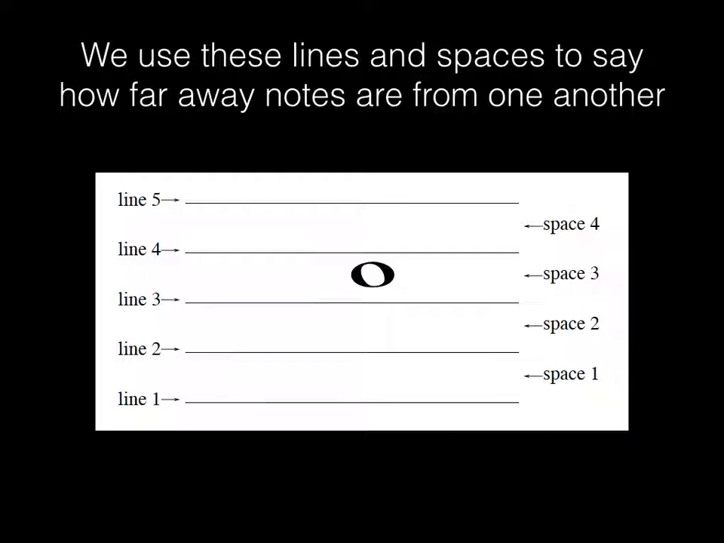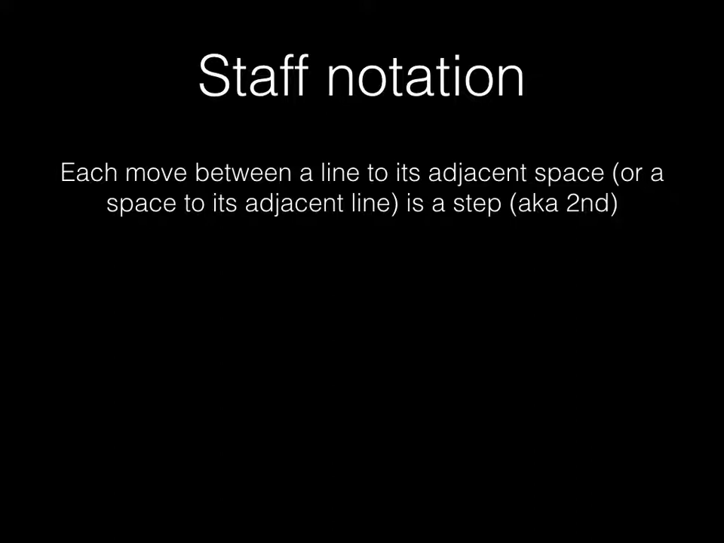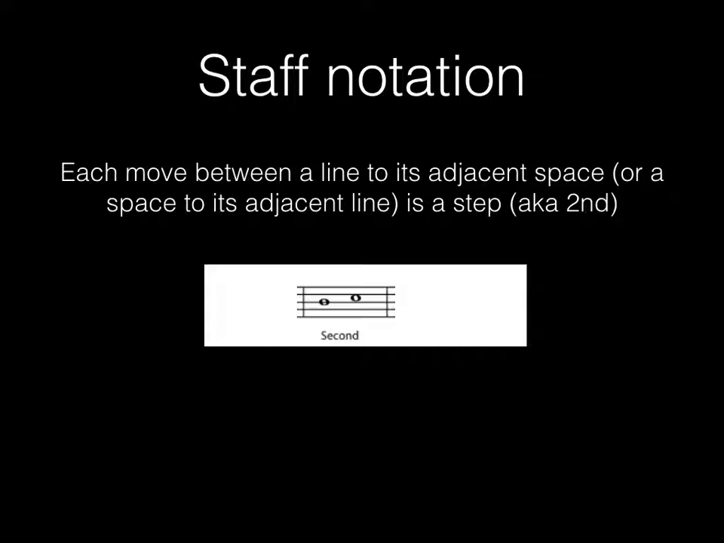So if we put a note on space 3, if we wanted to go a step up, we could then move that note up to line 4. And if we wanted to go a step up again, we could go up to space 4. And if we wanted to come back again, we would move that note back down to space 3. So each move between a line and its adjacent space is a second. And that would look like this. So that's a second.